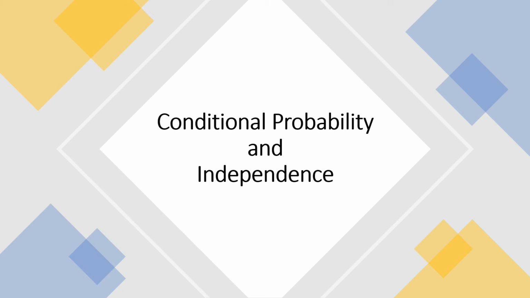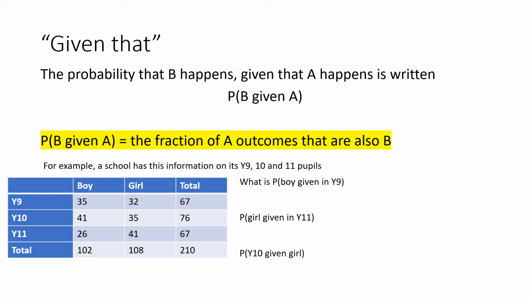One last topic to finish off probability, so let's look at conditional probability and independence. This is a phrase that we've already seen in previous probability questions, and all we want to do today is give it a little bit more of a formal background. The probability that B happens given A happens is written P(B given A).